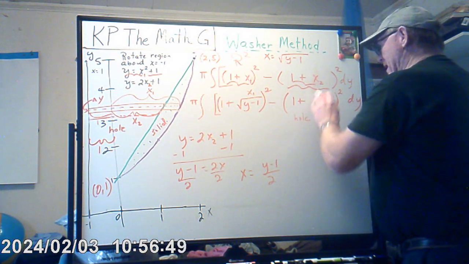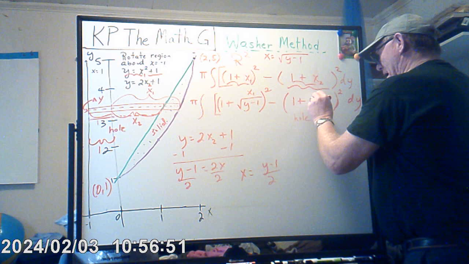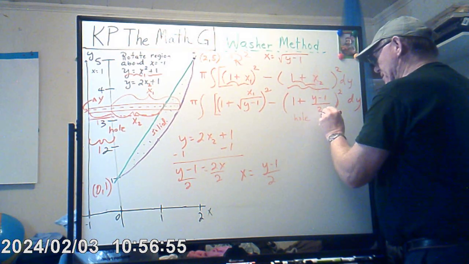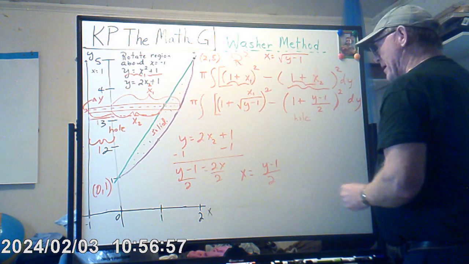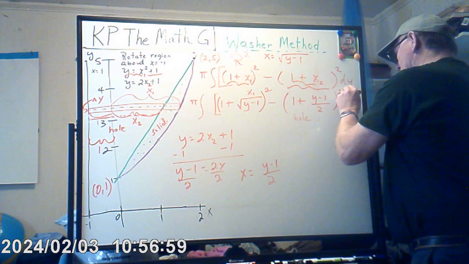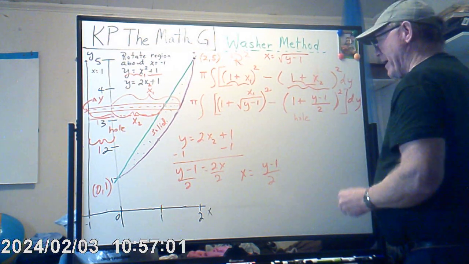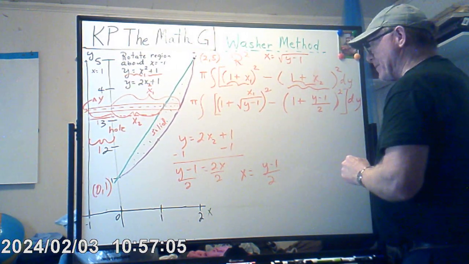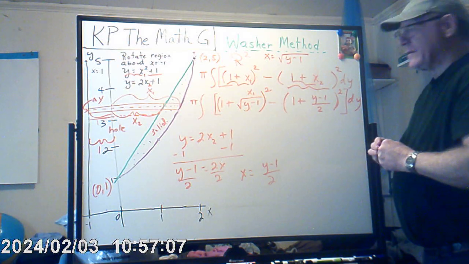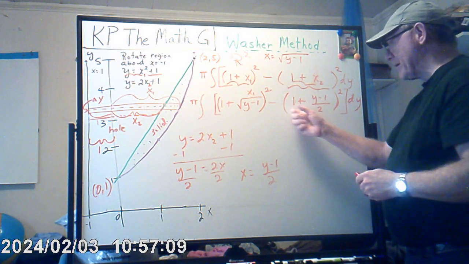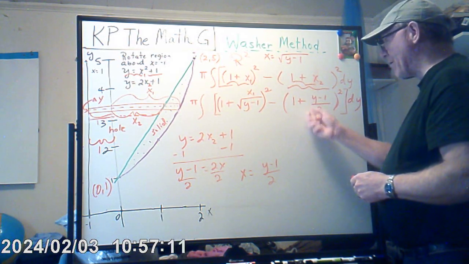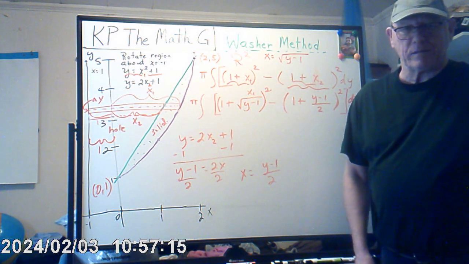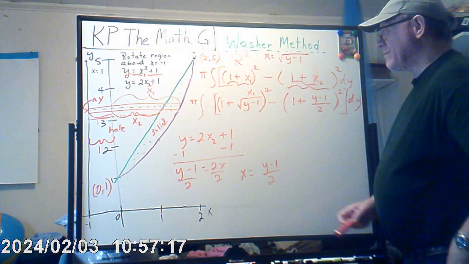Alright, so this x of 2 is y minus 1 over 2 squared, like that, and closed in like that. Now, I could do some arithmetic. I could fix this up a little bit more if I wanted to. But I just wanted to give you the idea. Okay? That's what I'm talking about.